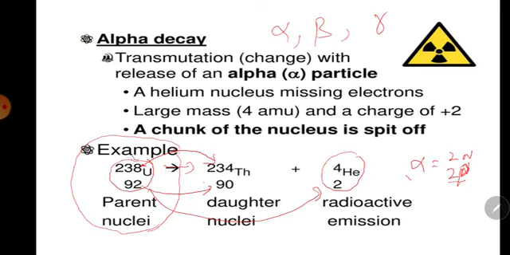So when an alpha particle is emitted, the atomic mass number decreases by 4, because 2 neutrons and 2 protons total 4. So this will decrease by 4. 238 minus 4 is equal to 234, and the daughter element's charge number decreases by 2, because 2 protons are emitted.